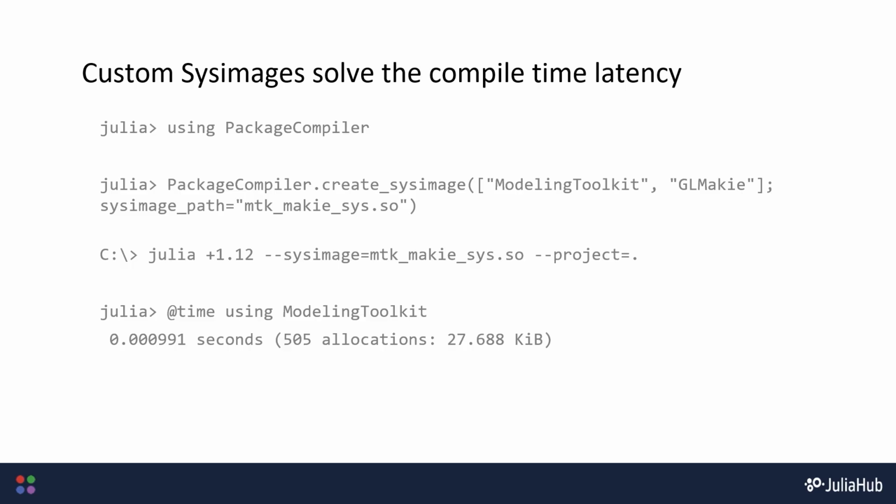And then when you load that sysimage using the --sysimage command line flag to Julia, Julia loads up as it normally does, and then using ModelingToolkit now is pretty much immediate, right? And that's basically what you get by using sysimages: your first run latency is significantly reduced.